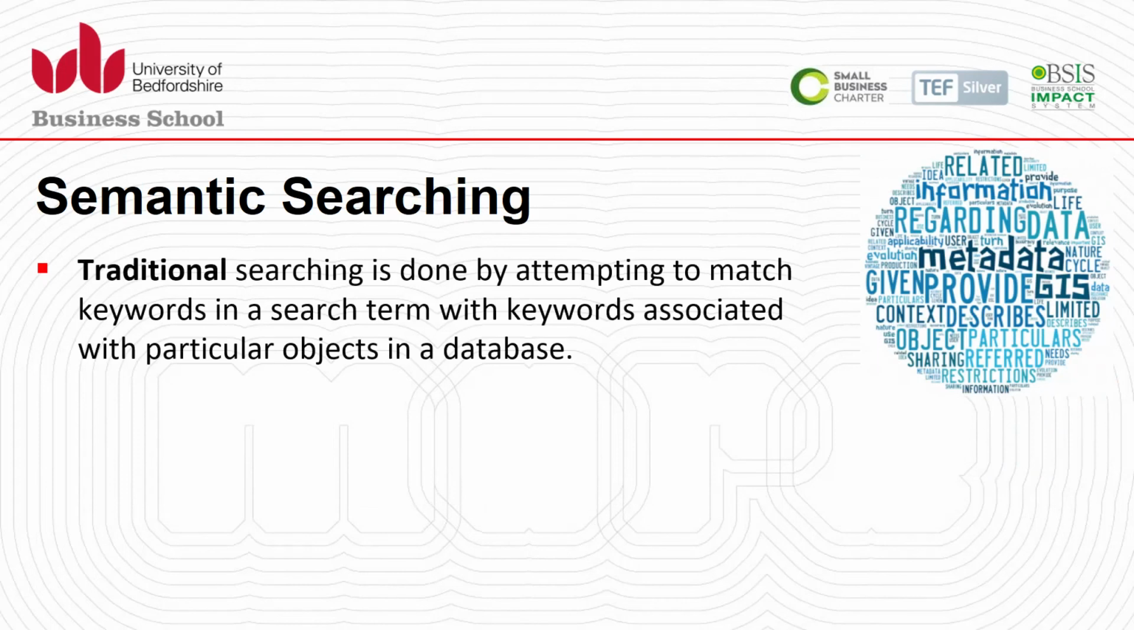Semantic searching, on the other hand: traditional searching is done by attempting to match keywords in a search term with keywords associated with a particular object in a database. Semantic search is a data searching technique in which a search query aims to not only find keywords but to determine the intent as well as the contextual meaning of the words a person is using for a specific search.